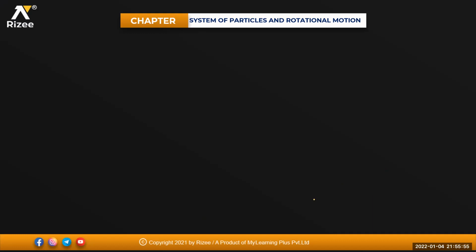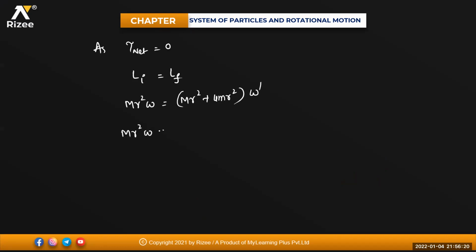So as net external torque acting on the system is 0, as tau net is equal to 0, initial angular momentum will be equal to final angular momentum. That is capital M r square omega is equal to capital M r square plus 4m r square into omega dash. Anything is getting cancelled with capital M r square omega. This one is r square common. This one is capital M plus 4 times small m into omega dash.